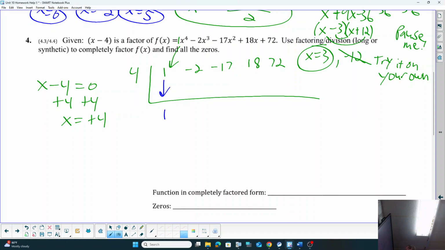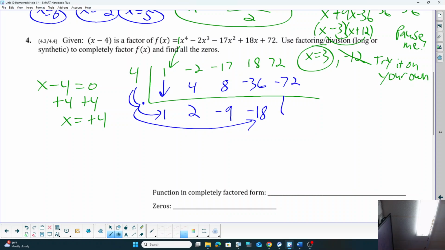So first bring down the 1. And then 4 times 1 is 4. We combine those together and get a 2. 4 times 2 is 8. 8 and negative 17 is negative 9. 4 times negative 9 is negative 36. Negative 36 plus 18 is negative 18. And then 4 times negative 18 is negative 72. So we got 0 for our remainder.